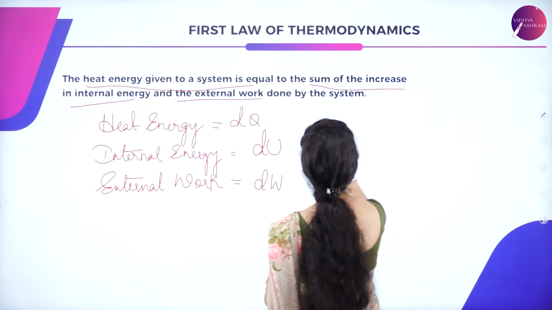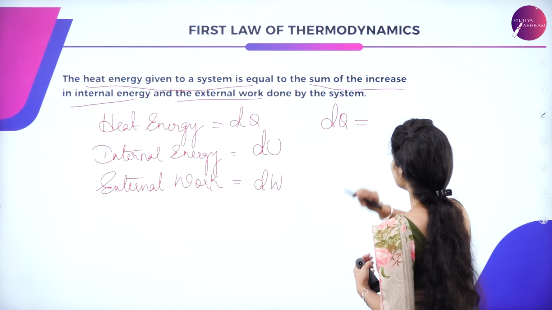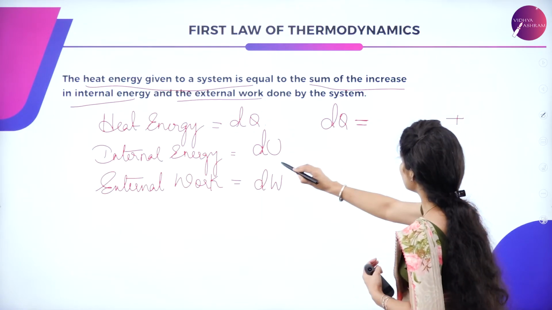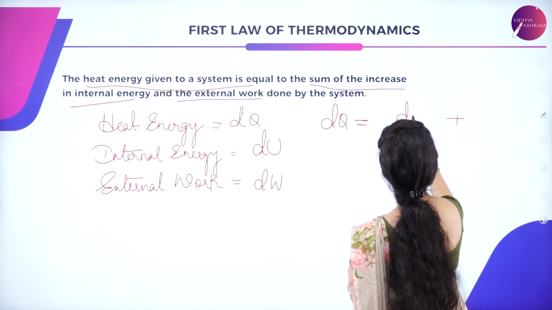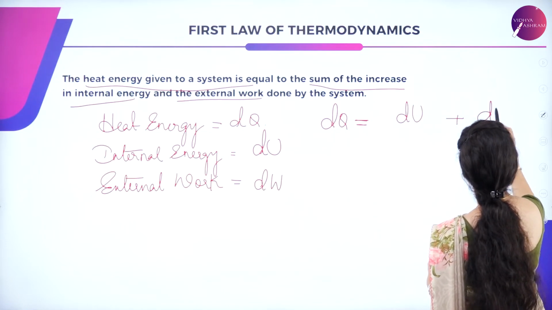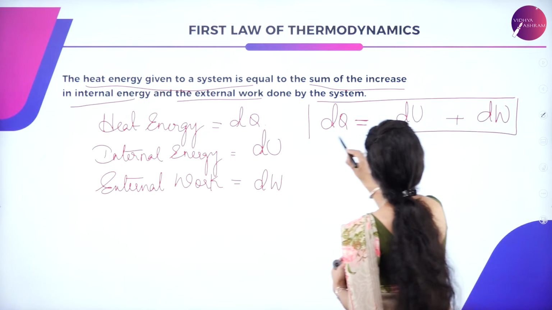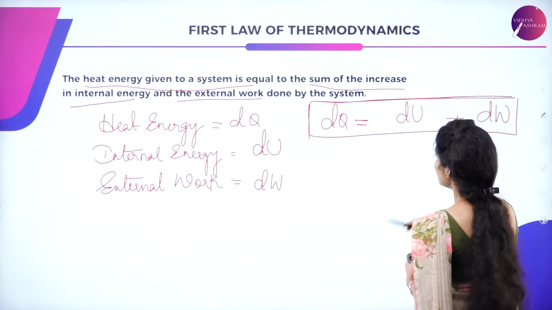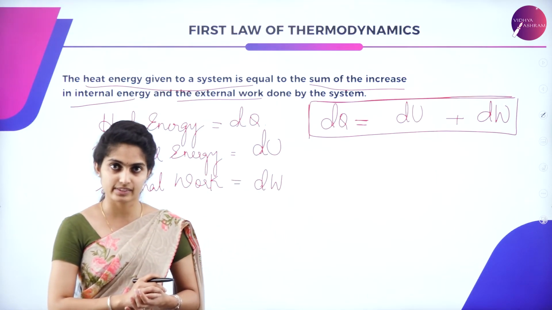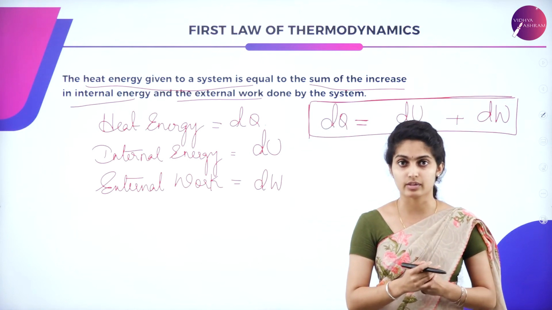So you can tell it as the heat energy given to a system is equal to the sum of the increase, that is dU, the increase in the internal energy, and the external work which is done. So dQ is equal to dU plus dW. This is the equation of the first law of thermodynamics. It is a sum of internal energy and the work done.